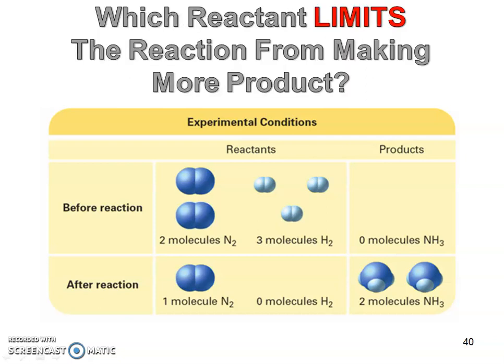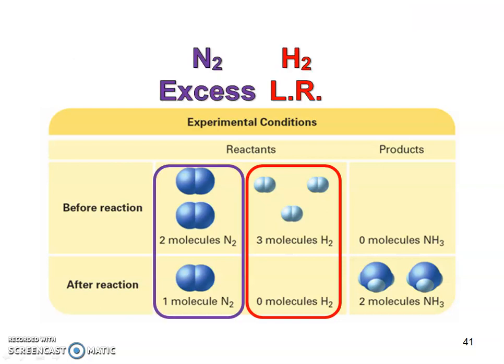So what does that mean? Which reactant is going to limit the reaction from making more product? Our hydrogen. We don't have any more hydrogen molecules. We don't have any more hydrogen in our pot, let's say, to combine with nitrogen in order to form the ammonia. So that particular reactant, the hydrogen, is going to limit the reaction from occurring. That's going to be our limiting reactant. So then what's in excess? Nitrogen. We have plenty of nitrogen left over, so it's in excess.